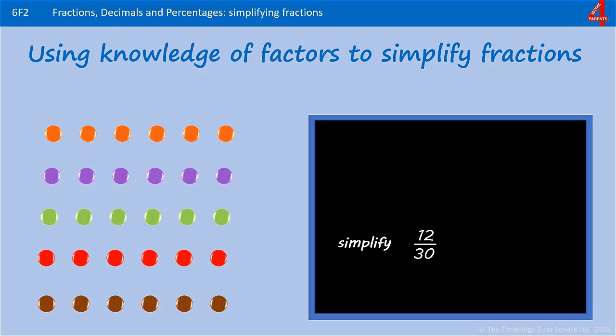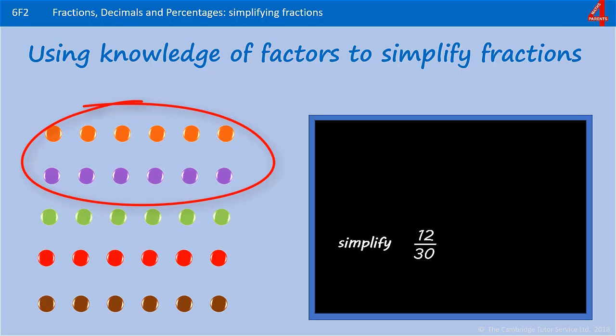Simplify 12/30, finding the highest common factor of 12 and 30. Pause the video, have a go. They share a factor of 1, they're even, so they share a factor of 2. They're both in the 3 times table, so they share a factor of 3. They don't share a factor of 4 because 30 isn't a multiple of 4. 30 is a multiple of 5 but 12 isn't. They do both share a factor of 6.